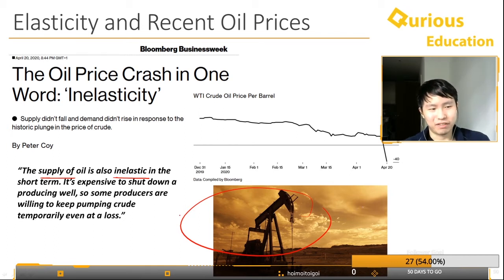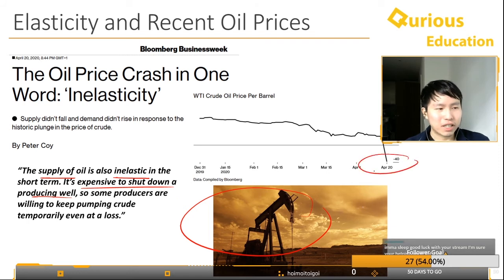Or it will be very expensive to stop the oil rig from pumping it, because I guess it's kind of to do with geothermal pressure, like the pressure of the crust of the earth. I'm not too sure, but I guess if you just stop it, then the oil will spill out. So it's expensive to shut it down, and therefore, even though the price is negative for oil, people would still pump oil out, even though they're making a loss.